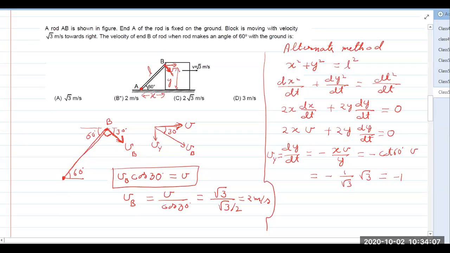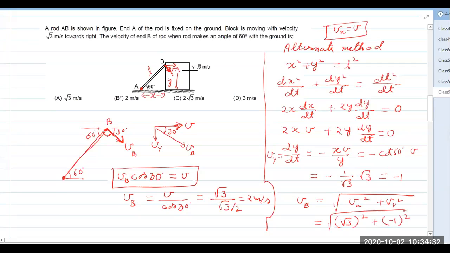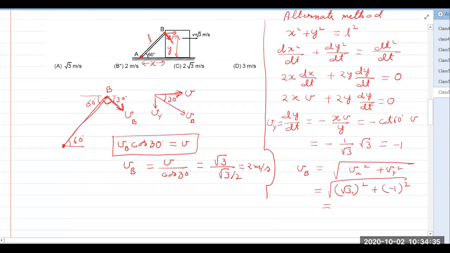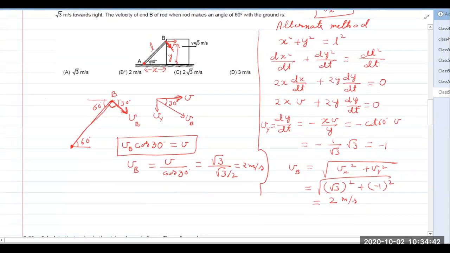Now if we want to find the net speed of point B, which we are asked, we need to write the net velocity as the square root of Vx square plus Vy square. Vx is actually the same as v. So this will be the square root of root 3 square plus minus 1 square, which is the square root of 3 plus 1, so 2. So the velocity of point B is 2 meters per second. In both methods we get the same answer.